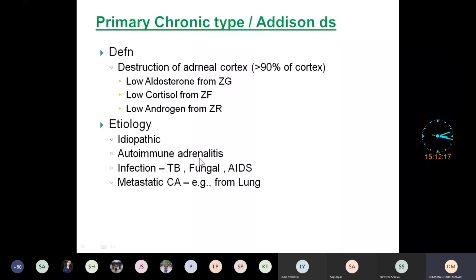Even sometimes infections like tuberculosis, fungal infection, or AIDS can damage the adrenal gland or the adrenal cortex. That's why infection, TB, fungal, and AIDS also will lead to Addison's disease. Sometimes metastatic carcinoma: whenever the tumor from another part of the body metastasizes and gets deposited in the adrenal gland, that time also it will lead to destruction of the adrenal gland, finally leading to the primary chronic type of adrenal insufficiency, or Addison's disease.